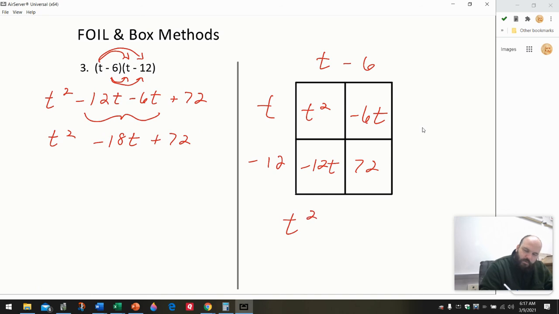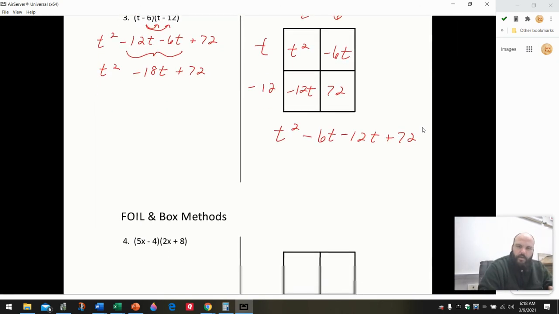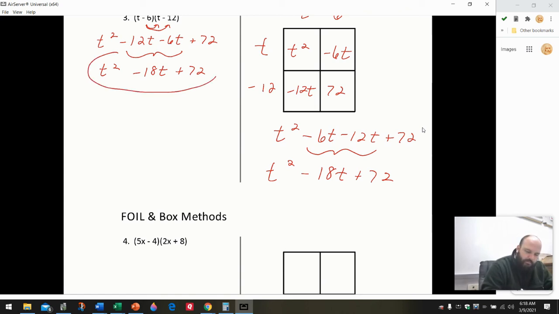Rewrite the terms in order. Highest power first, t to the second. It doesn't matter which of the t to the first terms you write. They are both t to the first, and they will combine, so it really doesn't matter. And then these two center terms here are going to get rewritten. Negative 6t minus 12t is negative 18t. So we have t squared minus 18t plus 72. And there's our final answer. Matches perfectly with the foiling method.